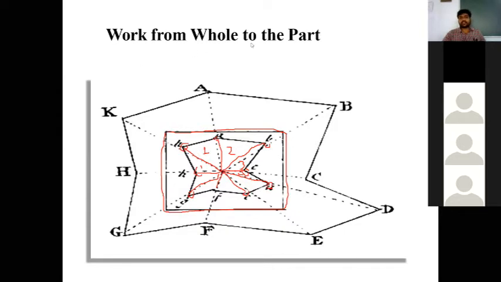So here, work from whole to part. Work from whole to part means what? You are taking the entire area and dividing it into proper well-conditioned triangles. There you calculate the area of each division. Then you add all the divisions, and finally you have the total area. So this is how it works: work from whole to part.